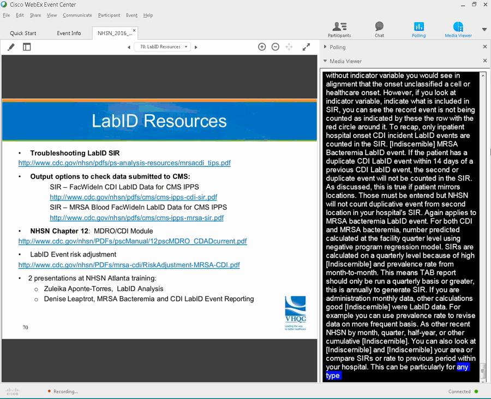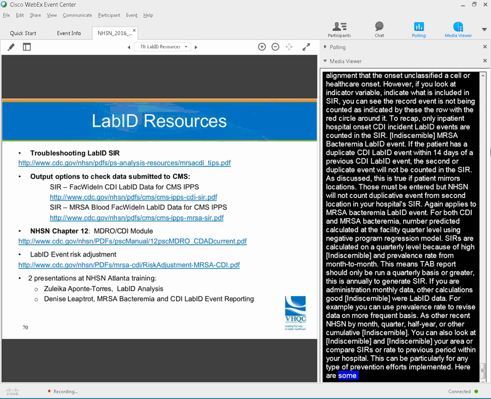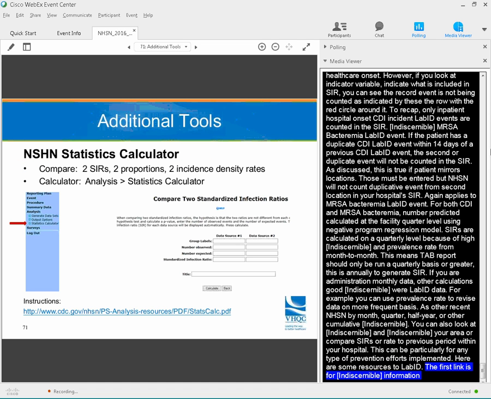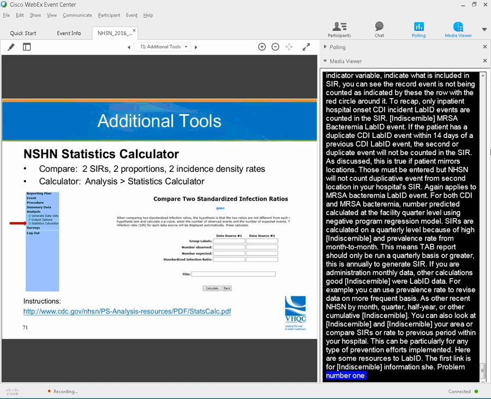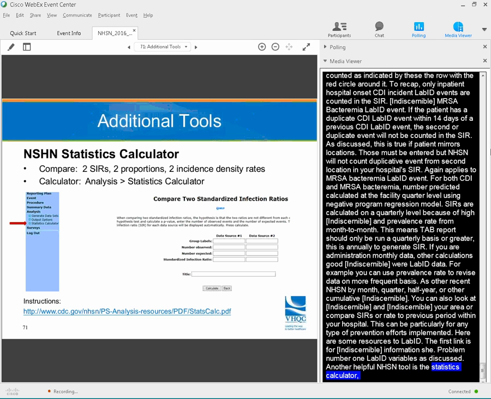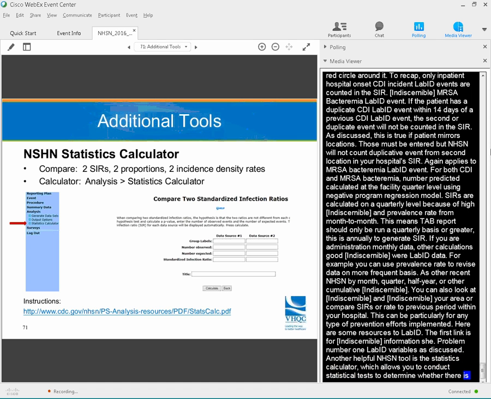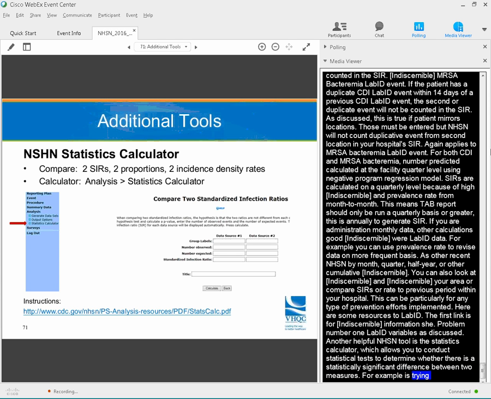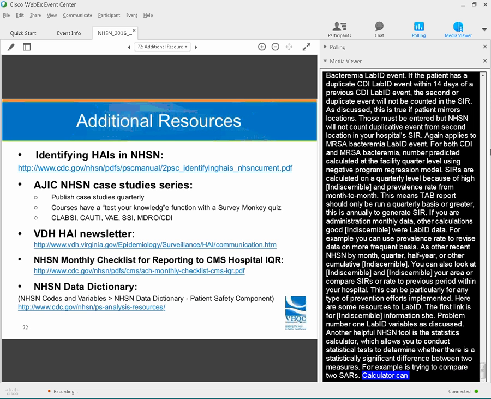So here are some resources for lab ID events, and the first link is for a 2-page info sheet, and problem number 1 describes the lab ID indicator variables as discussed. Another helpful NHSN tool is the statistics calculator, which allows you to conduct statistical tests to determine whether there is a statistically significant difference between two measures. For example, if you're trying to compare two SIRs. The calculator can be accessed from the left navigation bar by selecting Analysis and then the calculator.